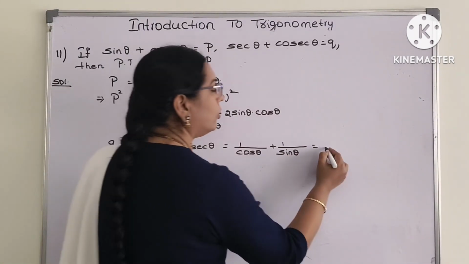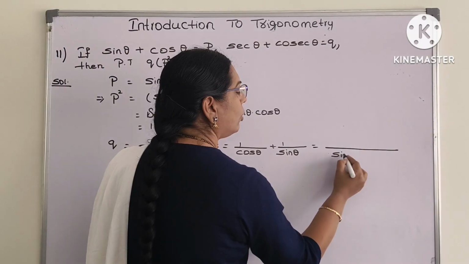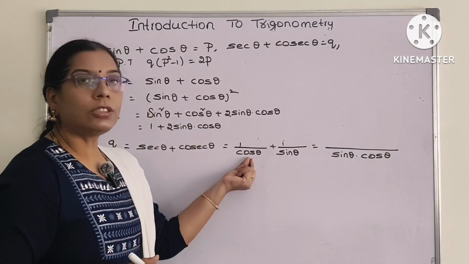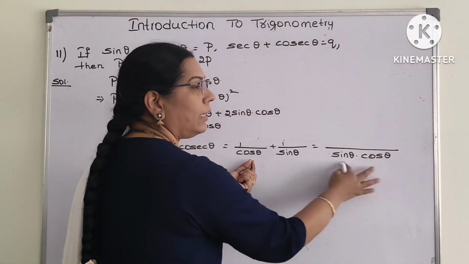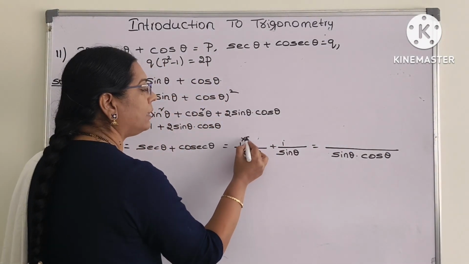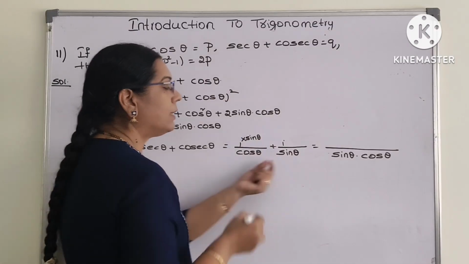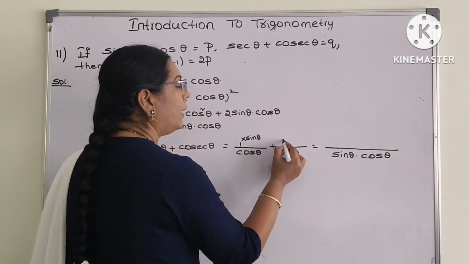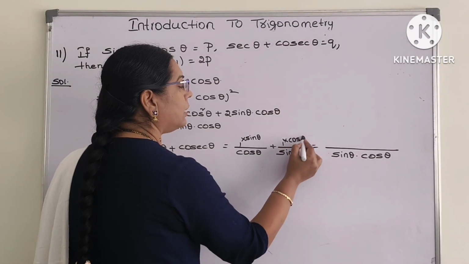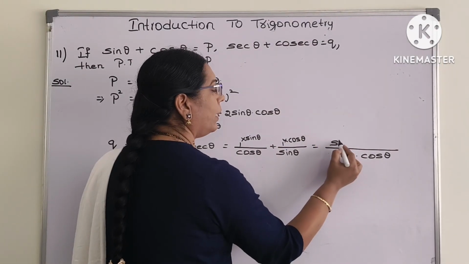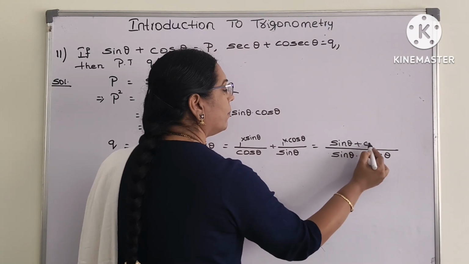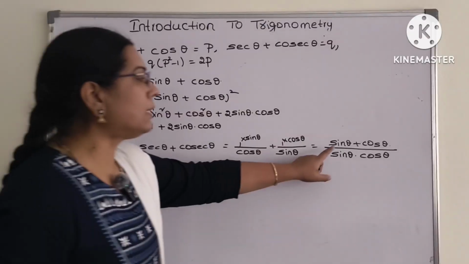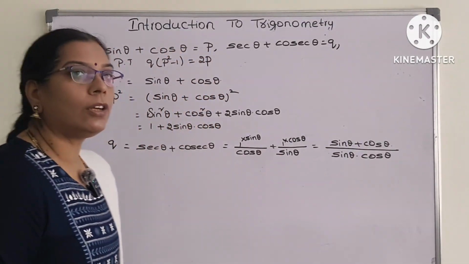So the LCM of both of these is sin theta into cos theta. Cos should be multiplied with sin theta to get the LCM. So multiply this with sin theta, and sin theta should be multiplied with the cos to get the LCM. So multiply its numerator with cos theta. So the numerator would now be sin theta plus cos theta. So basically what is Q? Q value is (sin theta plus cos theta) by sin theta cos theta.